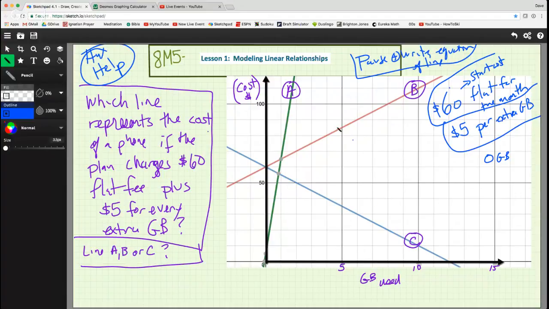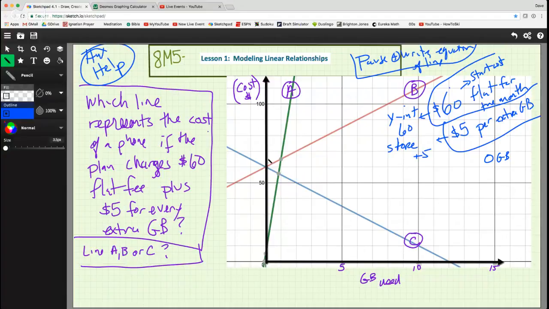Okay. Now I assume you're back, and hopefully you could figure this one out. And you could have done this by T-chart, by graphing, or the equation. But the equation of this line, this is our starting point, $60. So this is our y-intercept. And our slope is positive. This is our slope, which is a positive 5. So our y-intercept is 60.